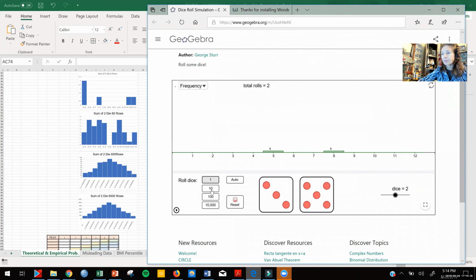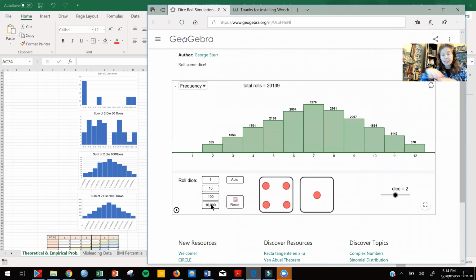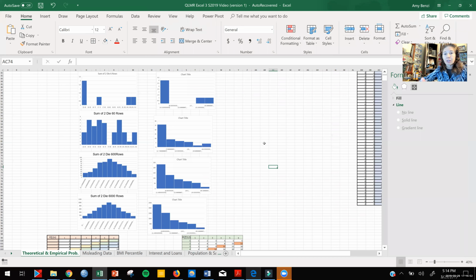And then remember what happened when we hit 10,000, well, we hit 100 rolls. And then when we hit 10,000 rolls, remember what happened? It looked like a normal distribution. Well, we have a law in mathematics that the more numbers you put into the data set, it will become normally distributed. So in other words, this is just a perfect example.